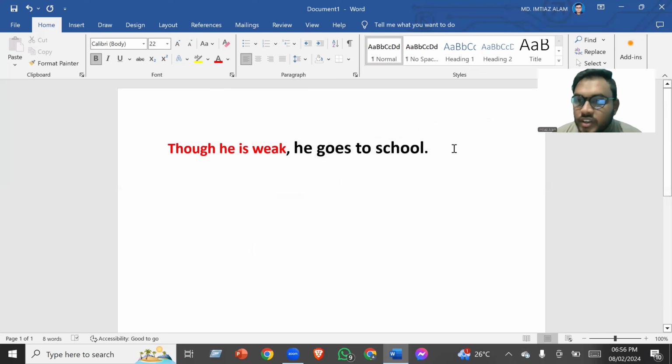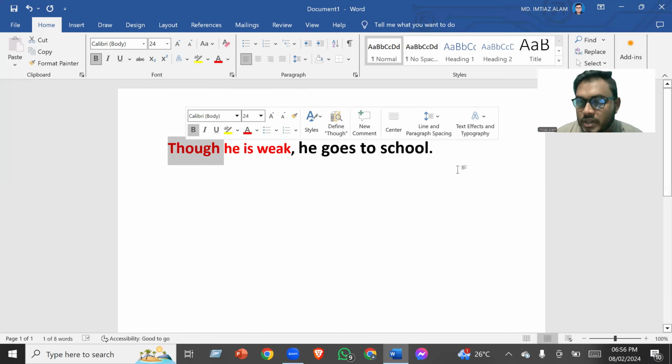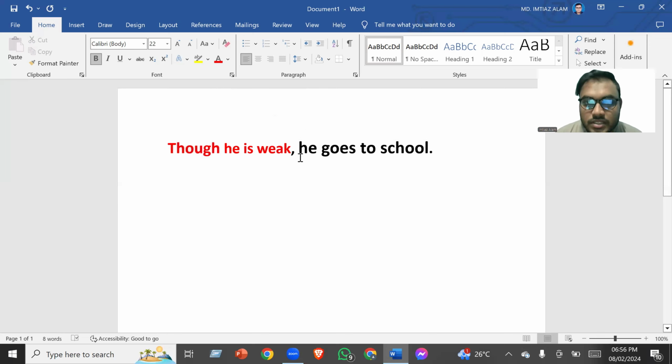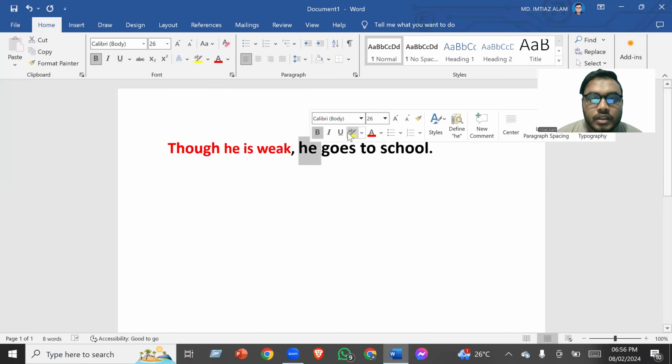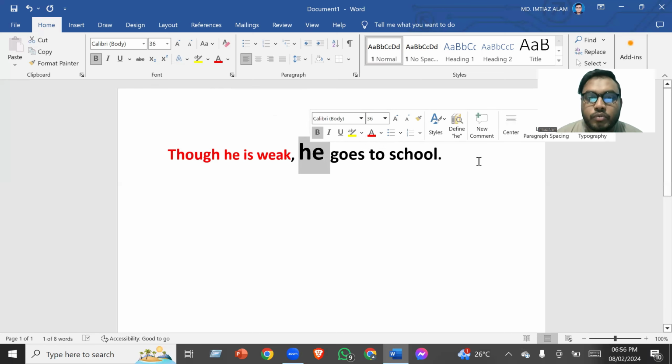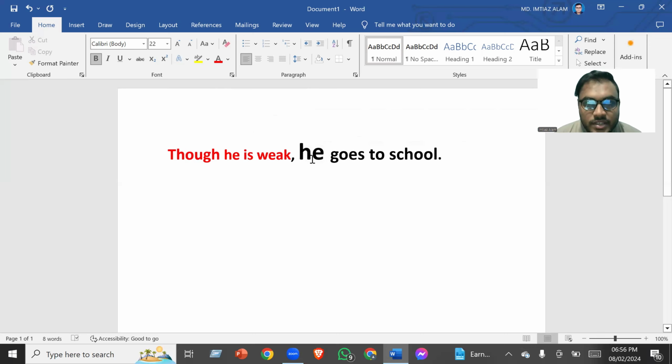I'm repeating again. When there are more than one clause, the clause that has a clause marker at the starting will be the subordinate clause. You can see there is though, this is the clause marker, and that's why though he is weak is the subordinate clause, and he goes to school is the principal clause. Why is he goes to school a principal clause? Because before the subject he, there is no clause marker. So that's why he goes to school is the principal clause, and though he is weak is the subordinate clause.